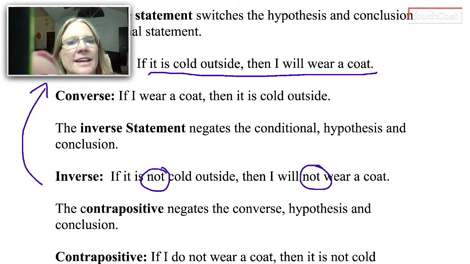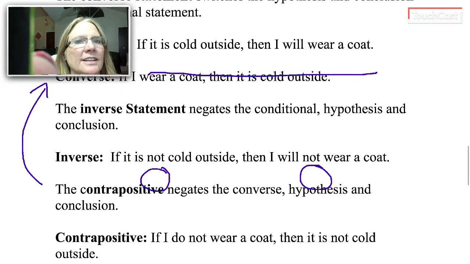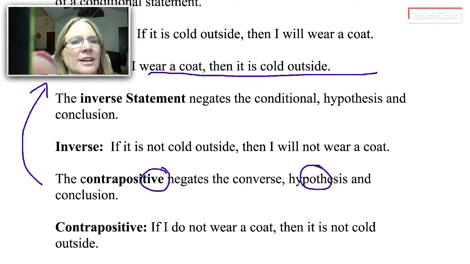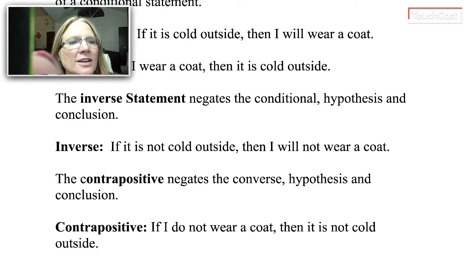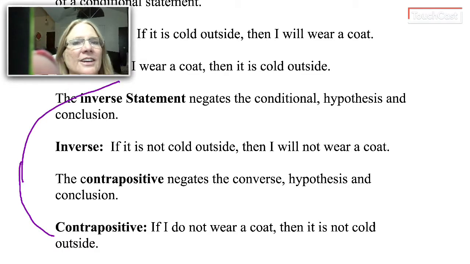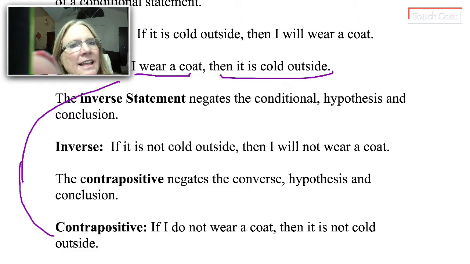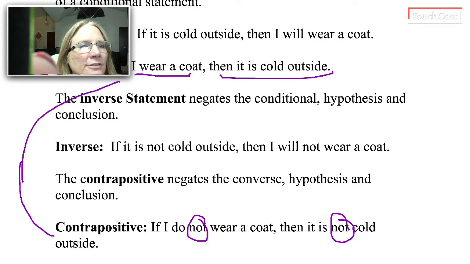Okay? And then the next one is called the contrapositive. And again, the contrapositive just negates the converse, which was up here somewhere. Okay, so the converse is "if I wear a coat, then it is cold outside." So to negate that is "if I do not wear a coat, then it is not cold outside." All right, sounds maybe a little confusing, but this is logic that we're working on, and these are the rules. You're just going to follow them.